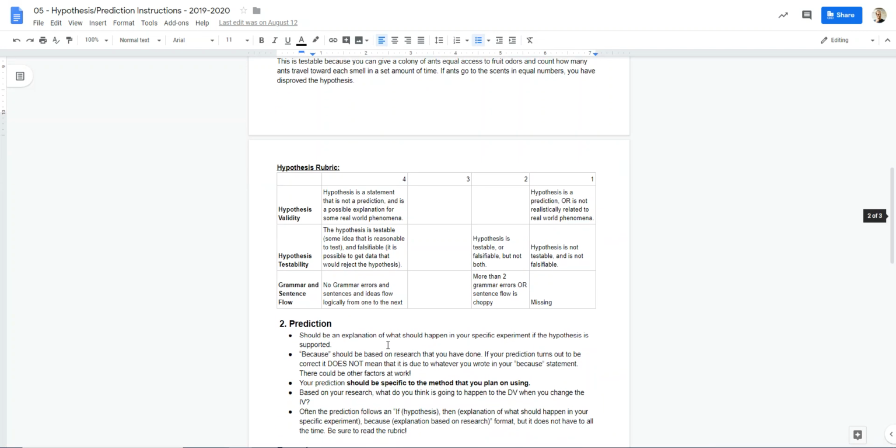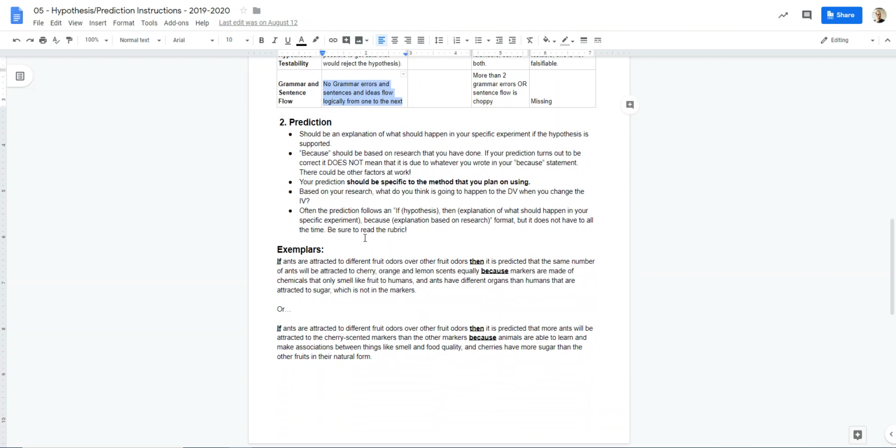Once you have your hypothesis, some of the things to look for in the rubric are basically that it's an explanation, that it's testable, falsifiable, and that you have good grammar. So read it out loud, and if it sounds good to your ears, it's probably got good grammar. Make sure it sounds nice. Once you have your hypothesis, then it's time to write your prediction.